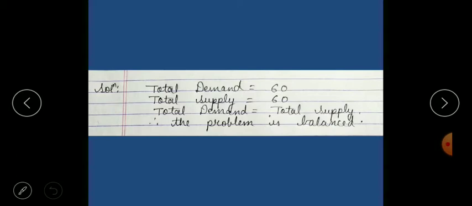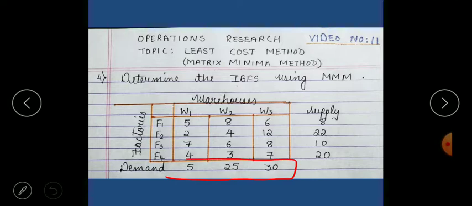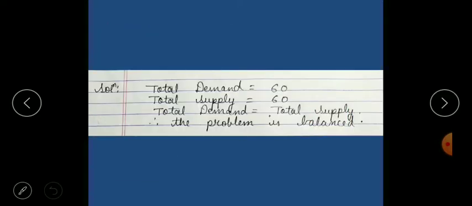Here, find out the total demand. Total demand is, you are adding up all these things: 5 plus 25 plus 30, and then also find out the total supply. So that is what I found out. Total demand is 60, total supply is 60, total demand is equal to total supply, and therefore we say that the problem is balanced. A balanced transportation problem is a problem where the total supply is equal to the total demand. So in this case, the given problem is a balanced transportation problem, and hence we can proceed.